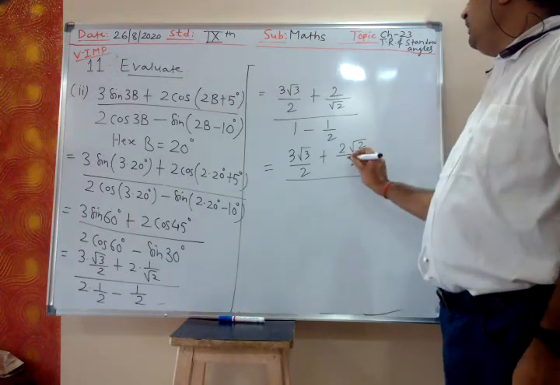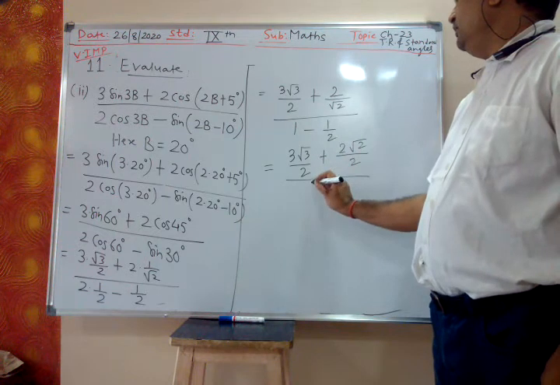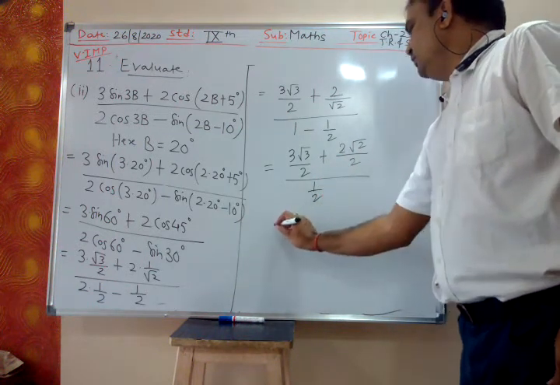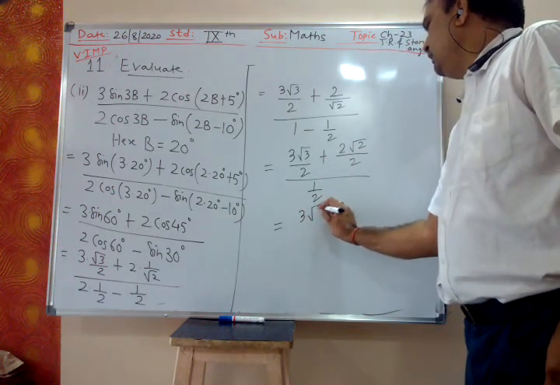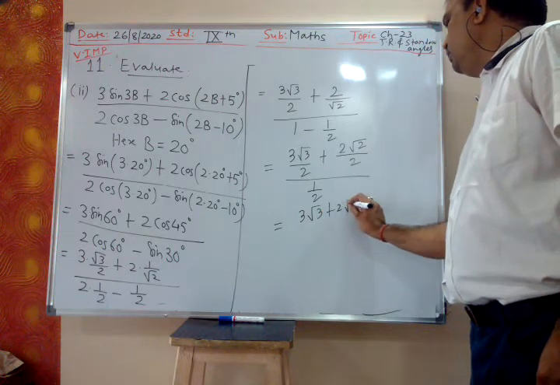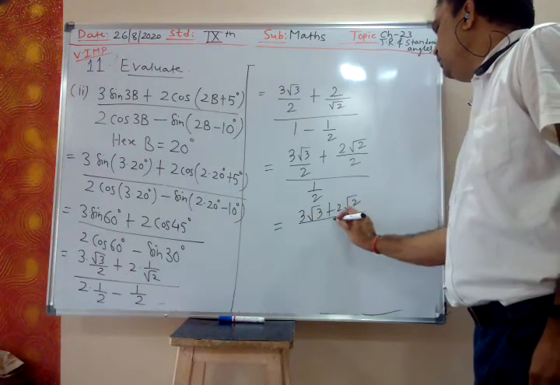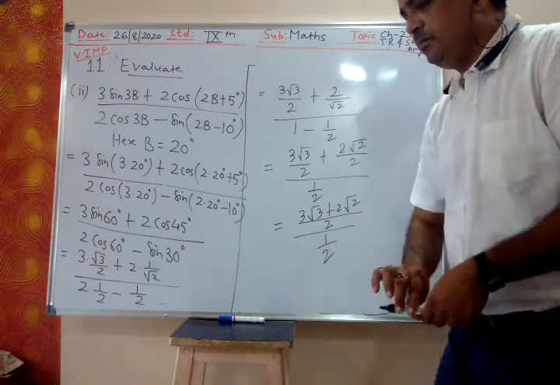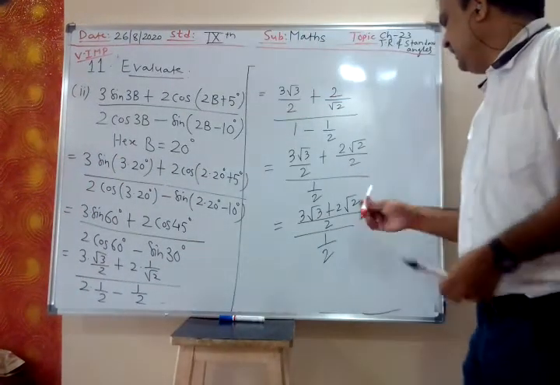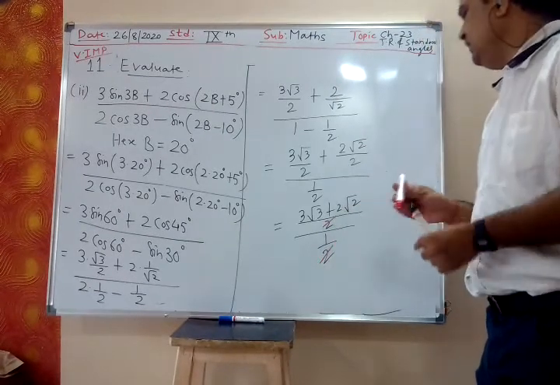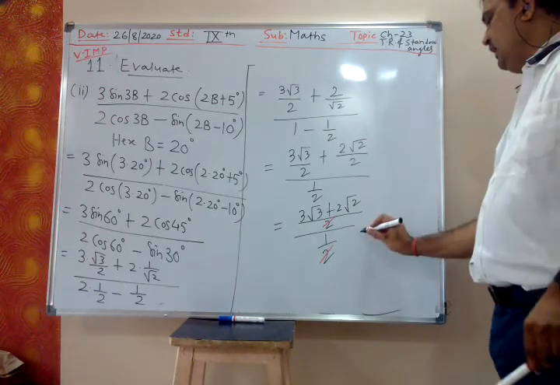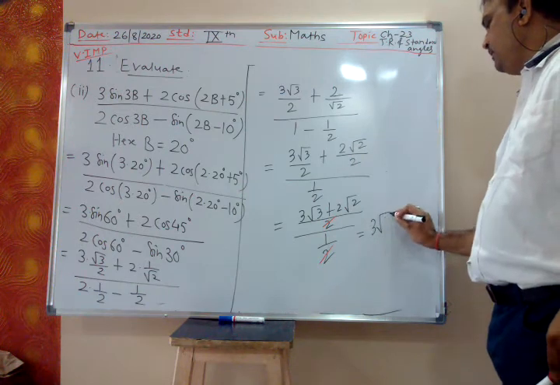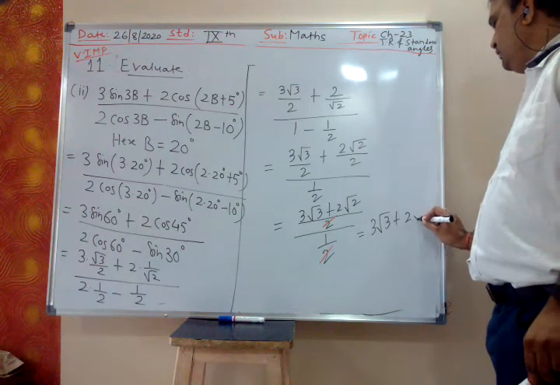Upon 1 minus 1 by 2, 2 ones are 2, that is 1 by 2. So which I can write 3 root 3 plus 2 root 2 upon 2 divided by 1 by 2, so 2 get cancelled, 2 get cancelled. So what is left? Answer is 3 root 3 plus 2 root 2. Yes?